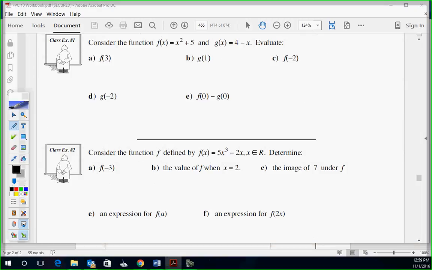F of 3 for the following function. F of 3 means 3 squared plus 5. That's all it means. So f of, this is a 3. F of 3 then is 3 squared, it's 9, plus 5 is 14. That's all you have to write.